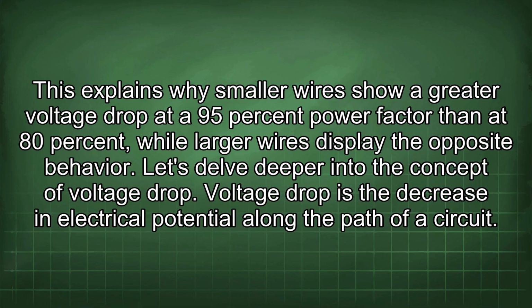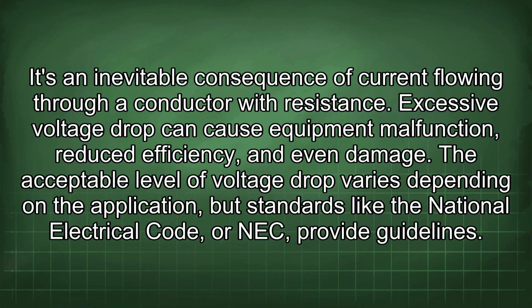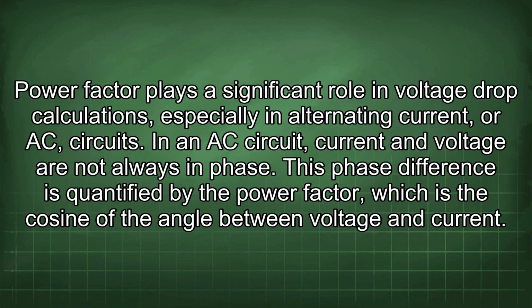Let's delve deeper into the concept of voltage drop. Voltage drop is the decrease in electrical potential along the path of a circuit. It's an inevitable consequence of current flowing through a conductor with resistance. Excessive voltage drop can cause equipment malfunction, reduced efficiency, and even damage. The acceptable level of voltage drop varies depending on the application, but standards like the National Electrical Code, or NEC, provide guidelines.